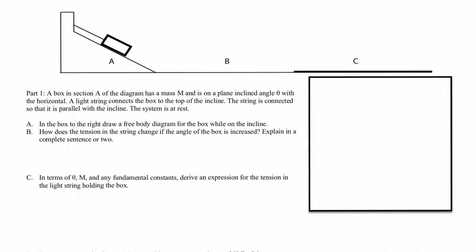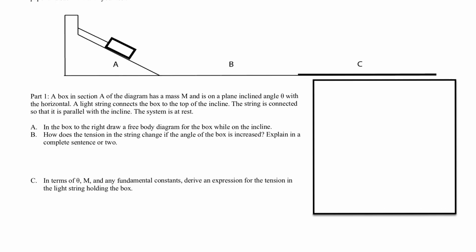It says, a box in section A of the diagram has a mass of M, is on a plane, or I'm sorry, it's on an inclined plane that's inclined an angle theta with the horizontal. A light string connects the box to the top of the incline. The string is connected so that it is parallel with the incline, and the system is at rest. In the box on the right, draw a free body diagram for the box while on the incline. Well, without any other information, I think there's 4 arrows that have to be drawn.